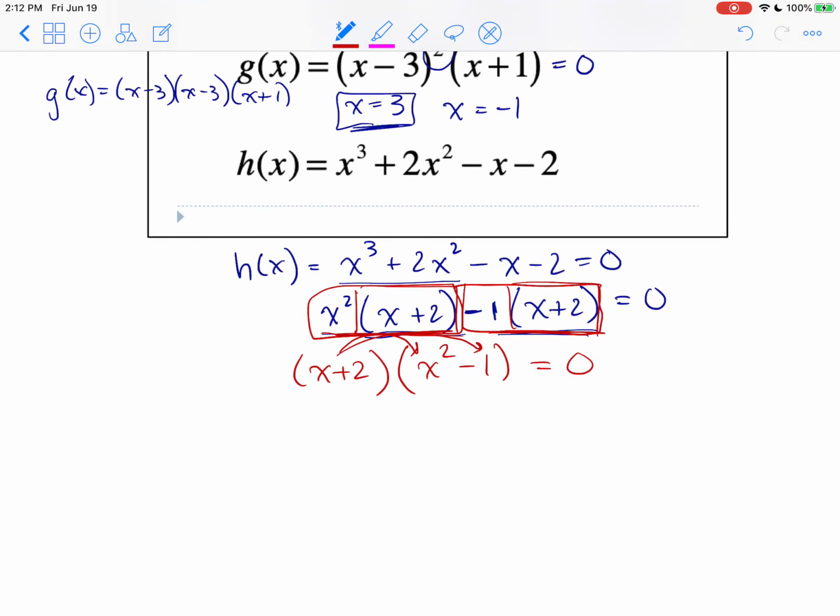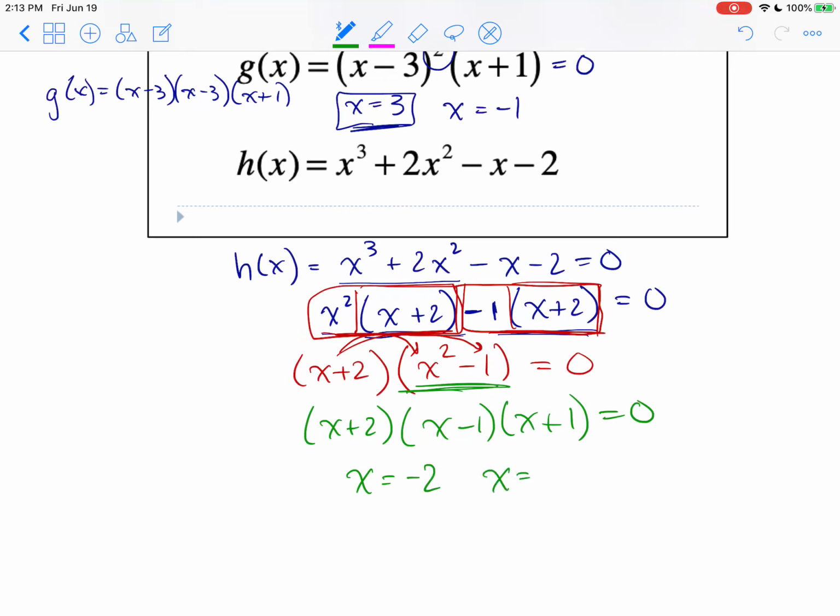But I'm not done yet, because right here, this is like the gift that keeps on giving. Right here I have the difference of 2 squares. So I have my x plus 2, but then I also have x minus 1 and x plus 1, and these are all equal to 0. So my zeros are -2, 1, and -1. Those are my zeros right there.